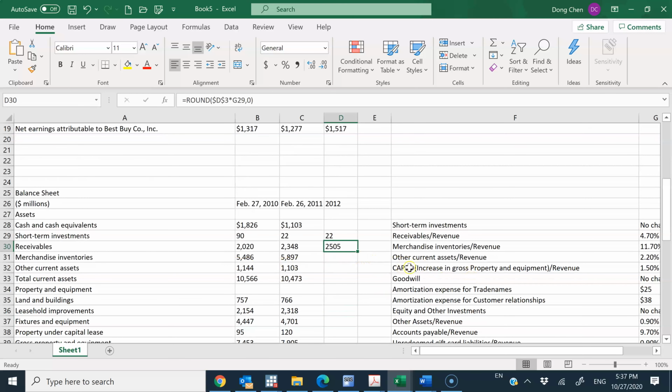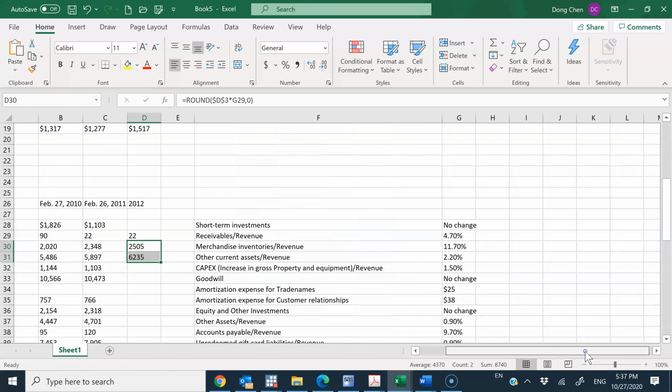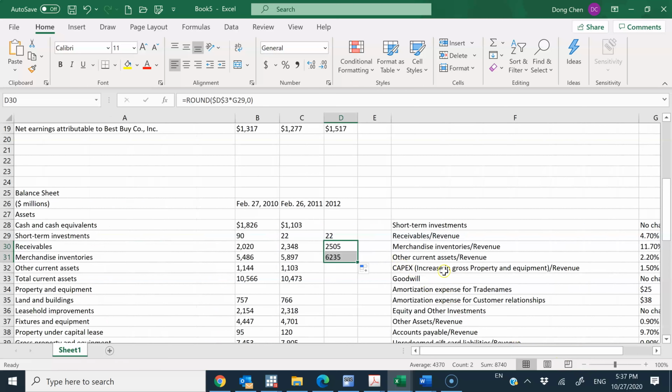As I said, merchandise inventories, you can see that's also a percent of revenue. Now since I have done the work which is needed for the sales, I can just directly pull the sales. Other current assets, you can see that's also a percent of revenue, so I can do this for the other current assets as well. And total current assets, I don't know this number because I don't know the cash yet, but I can leave this blank. We'll come back to this item later.